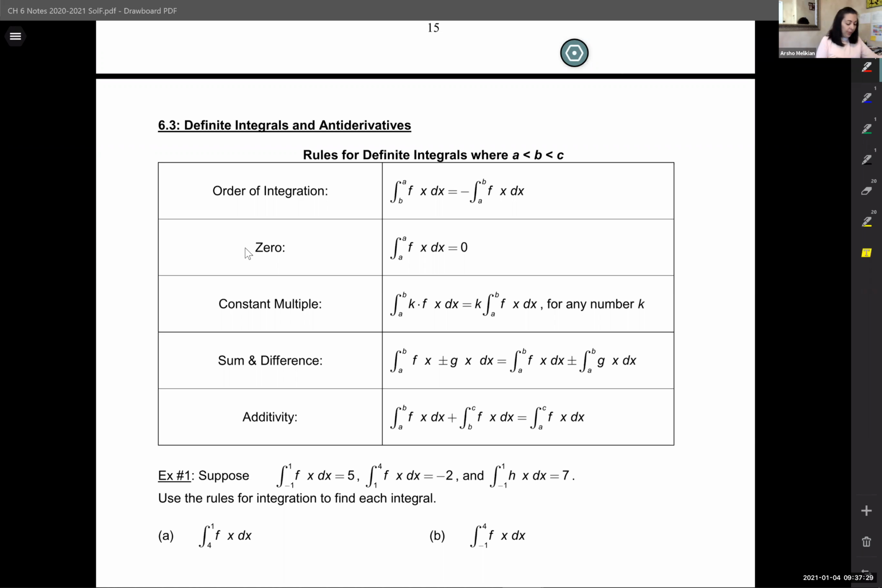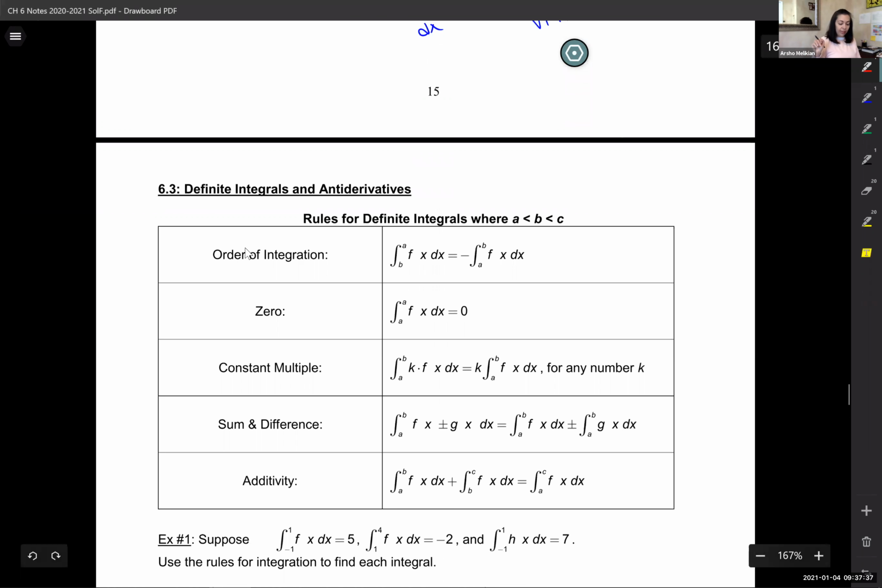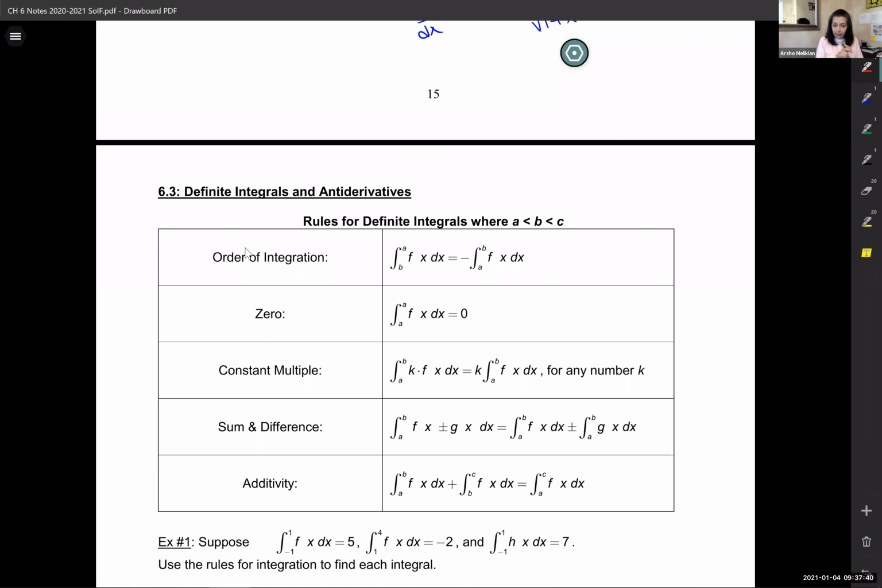All right, so 6.3. We're going to talk about definite integrals and anti-derivatives. So we've learned derivatives. Now we're sort of going to go backwards and we're going to learn anti-derivatives. Okay, so let's just do a quick reminder, right?